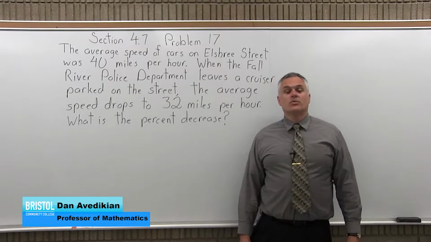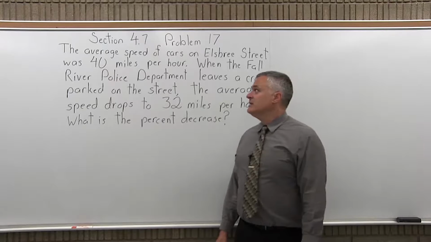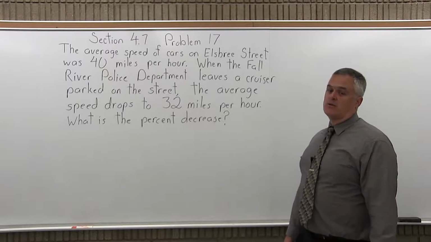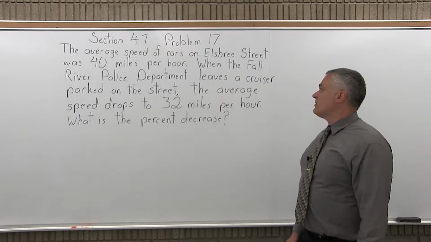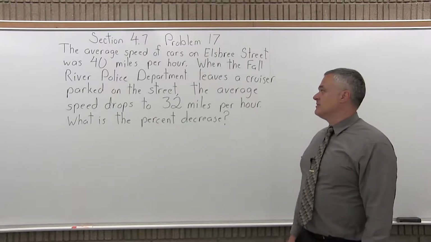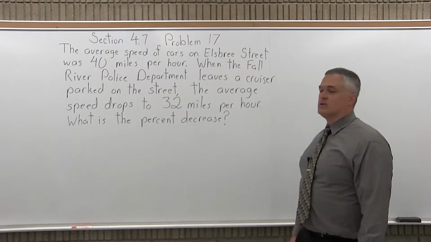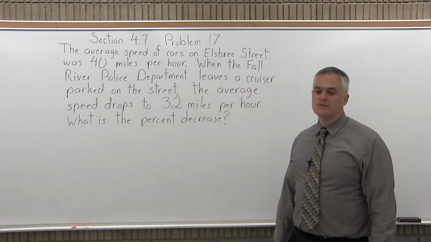This is Section 4.7, Problem 17. It says the average speed of cars on Ellsbury Street was 40 miles per hour. When the Fall River Police Department leaves a cruiser parked on the street, the average speed drops to 32 miles per hour. What is the percent decrease?